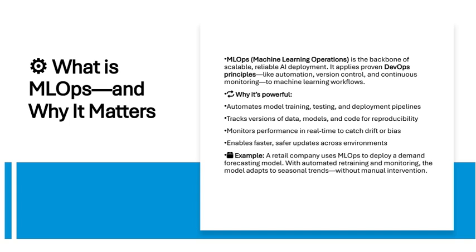Imagine a retail company using MLOps to deploy a demand forecasting model. With automated retraining and continuous monitoring, the model can adapt to seasonal trends without anyone having to manually intervene. This kind of agility makes a huge difference in staying competitive and responsive. Overall, integrating MLOps into our AI workflows is about making deployments more reliable, scalable, and aligned with business needs. It's a key part of turning AI from a proof of concept into a practical, everyday tool.